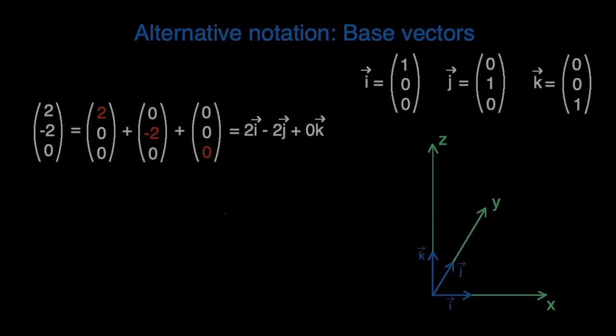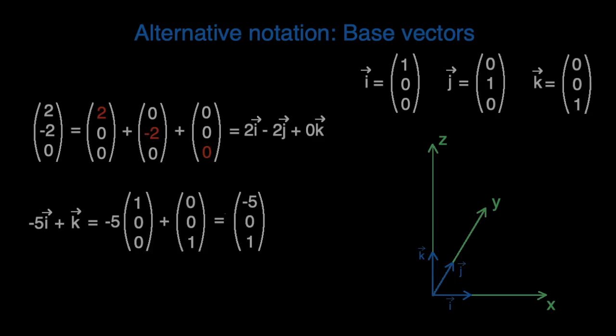Just for exercising, let us do the vice versa operation. So suppose we have the following vector, let us write it in the original form. So, minus 5 times the vector i plus the vector k is equal to minus 5 times the vector 1, 0, 0, plus the vector 0, 0, 1. So, we get the sum is equal to minus 5, 0, 1.